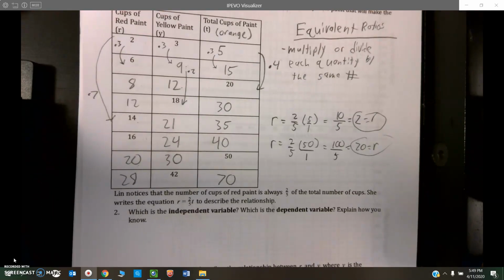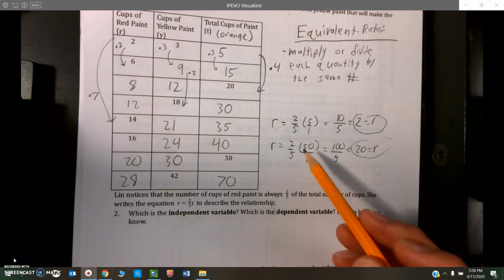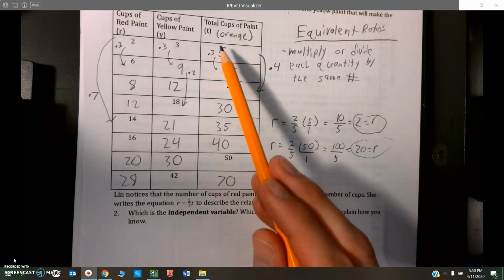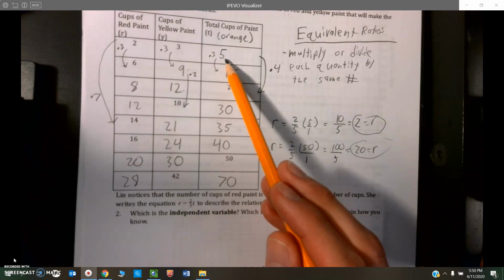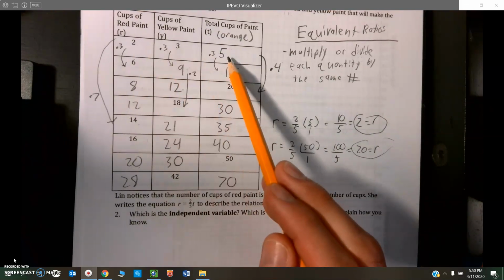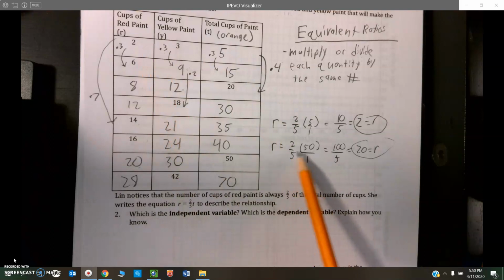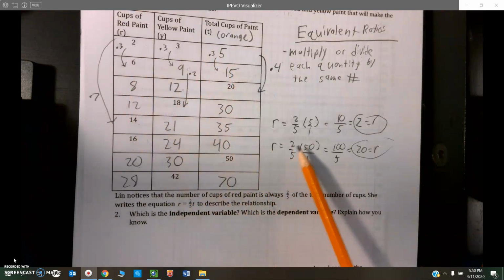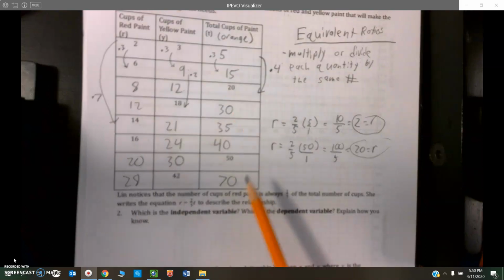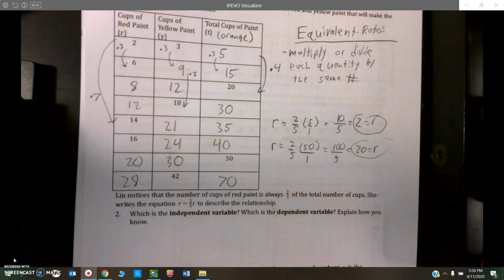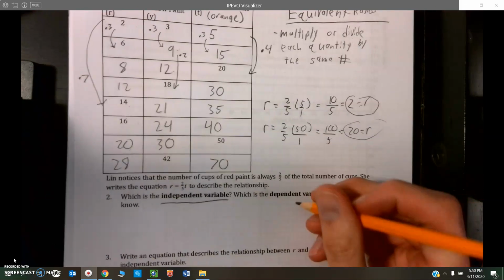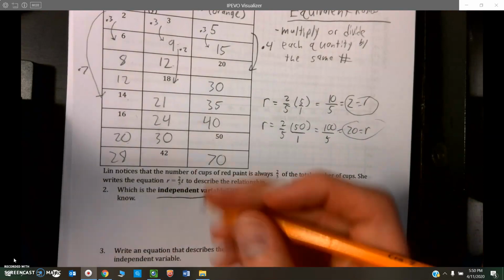So what that means is whatever the total is, so here we can see the total is 5, and 2 out of the 5 cups were red. So that's why if you ever want to find a fraction of a number, you multiply times that fraction. So if 2 out of 5 of the total is red, then I just have to multiply any of the totals by 2 over 5, and I will find out how much red I needed. And now we're being introduced to these terms, independent variable and dependent variable.